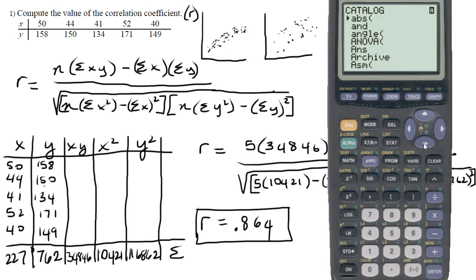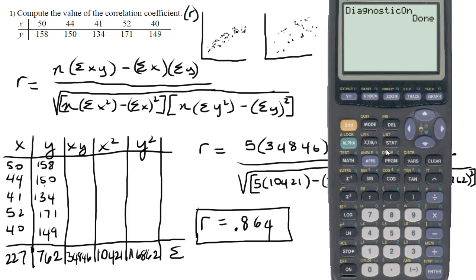You can either scroll down to the D's or hit this key here for, you see the D is in green. That's the alpha. I can hit that for D. Scroll down to DiagnosticOn. I need to turn that on in order to compute the correlation coefficient with this calculator. So DiagnosticOn, hit enter. It says done. That's all it does.